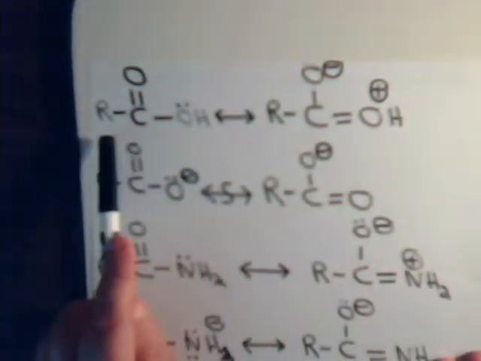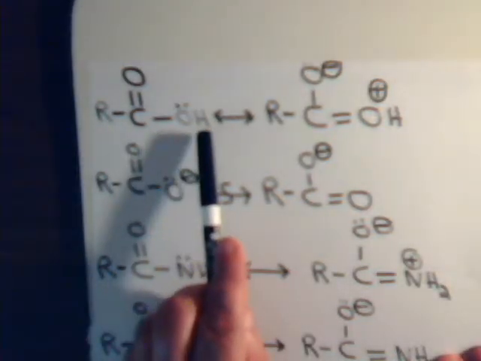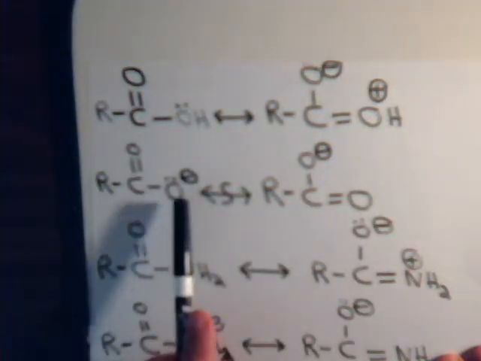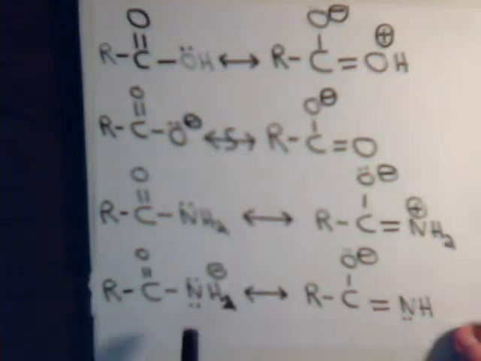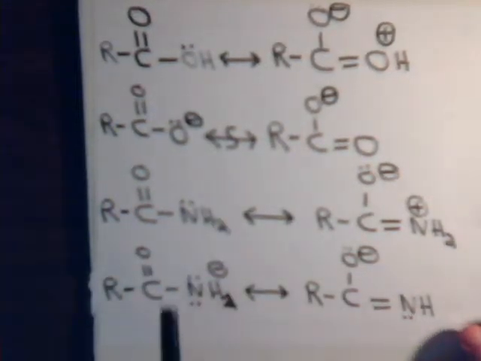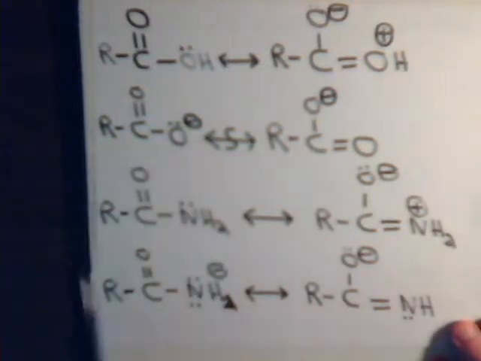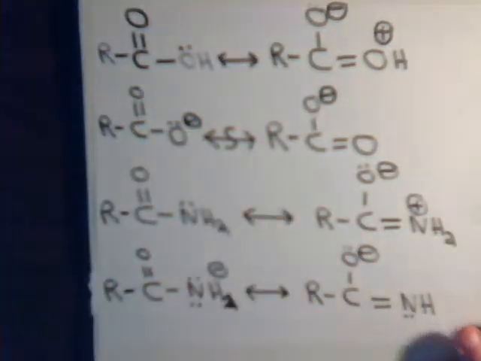Now, if this is true, are amides as acidic as a carboxylic acid? And the answer is no, and there are about 3 reasons why. First of all, notice that when the carboxylic acid sheds the proton, we have an oxygen with a negative charge. When the amide loses a proton, we have a nitrogen that has a negative charge. Oxygen is more electronegative than nitrogen. It can accommodate the negative charge better. So that's reason number 1.